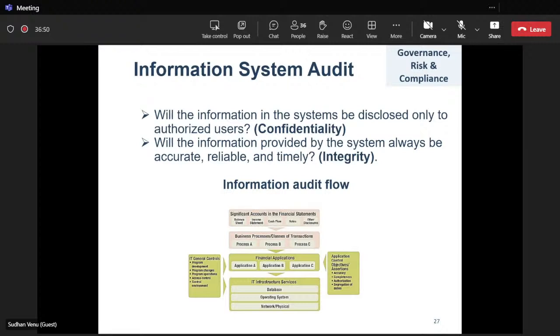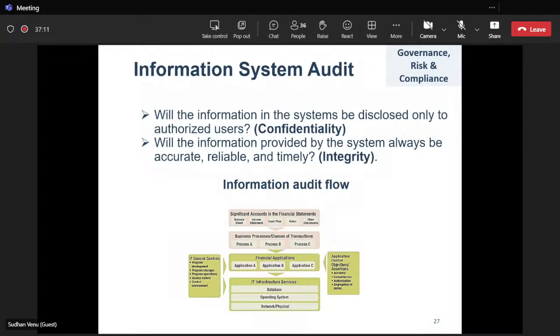And confidentiality means the information in the system is disclosed only to authorized users. That is what we mean by confidentiality. And integrity means the information provided by the system is always accurate, reliable, and timely. That is what we call integrity.